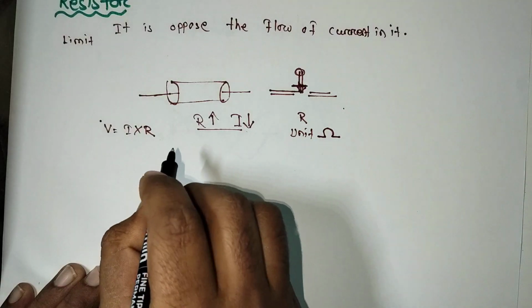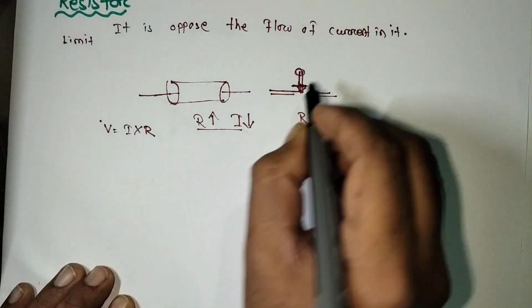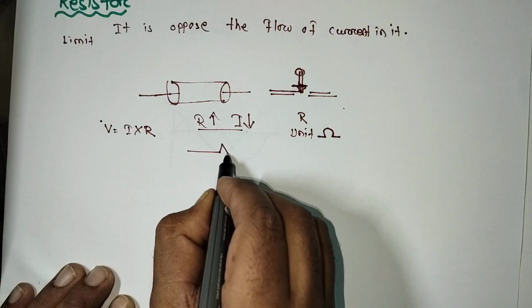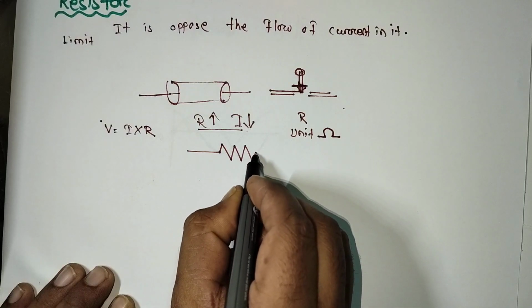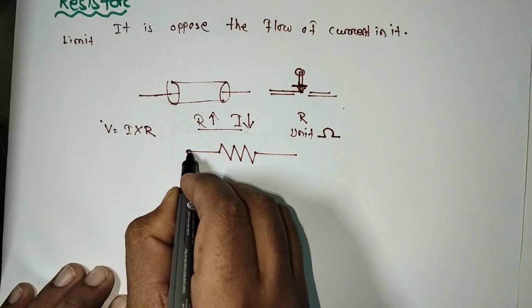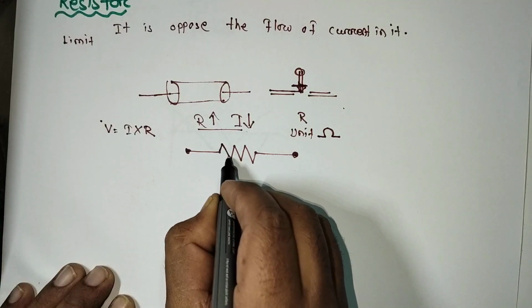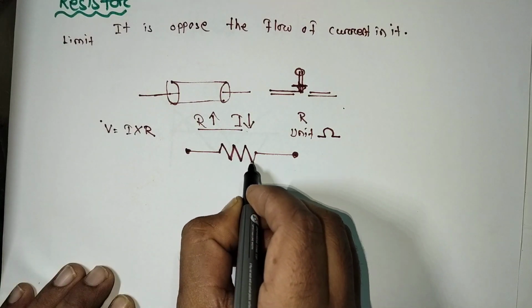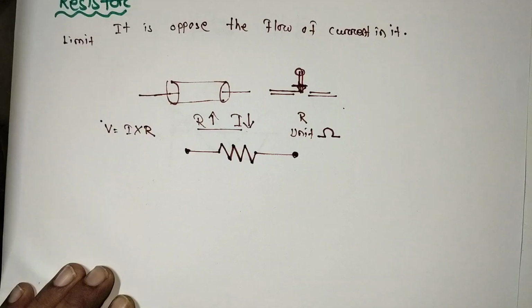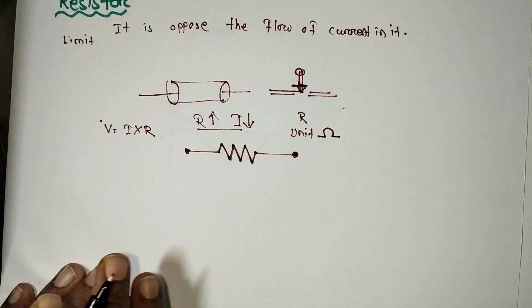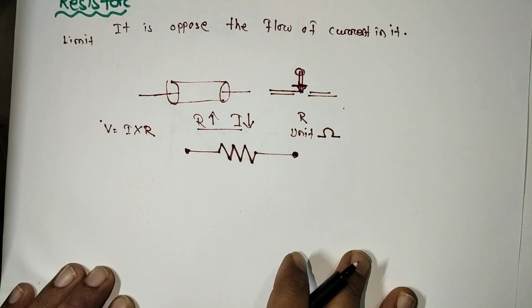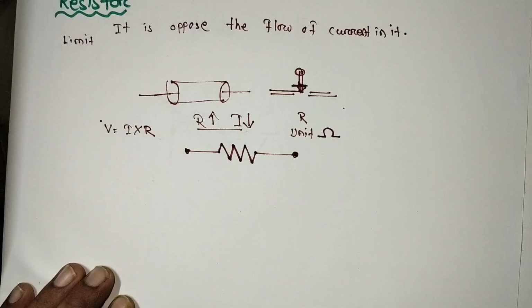The symbolic representation of a resistor is like this. When you design a circuit, you can use this symbol. This is a simple resistor. Many types of resistors are there, which we will discuss after some videos while designing the circuit. Then we will see how it behaves in DC and how it behaves in AC.